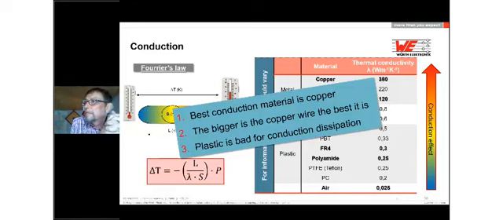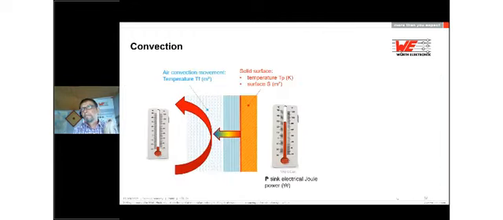That means the best conduction material is copper. The bigger the copper wire is, the better it is. And plastic is not so good for conduction dissipation, just good for radiation dissipation, as we will see a few slides later. But before radiation, we will have a look at convection.